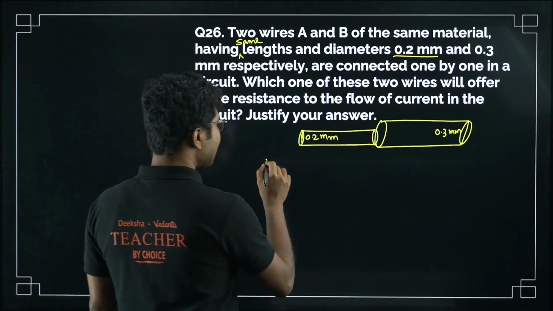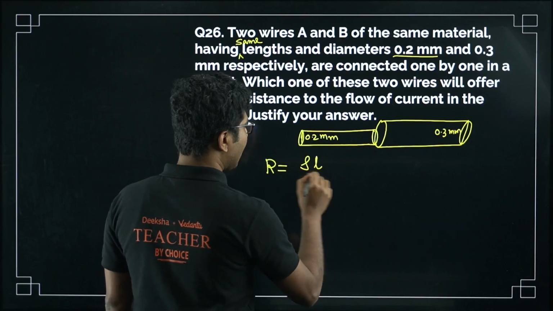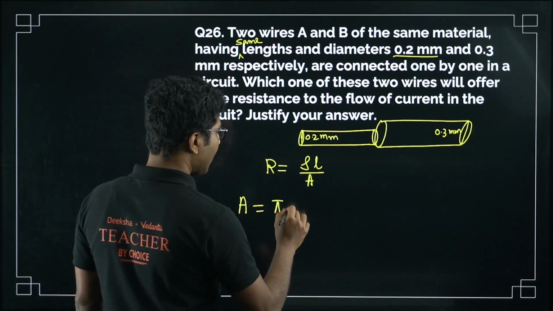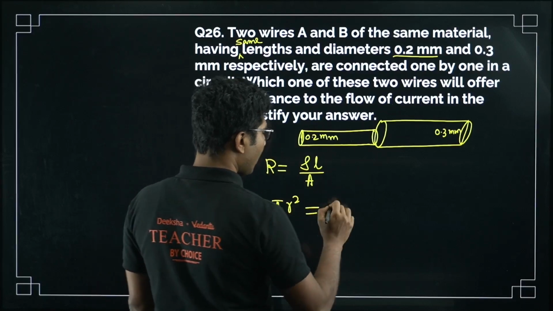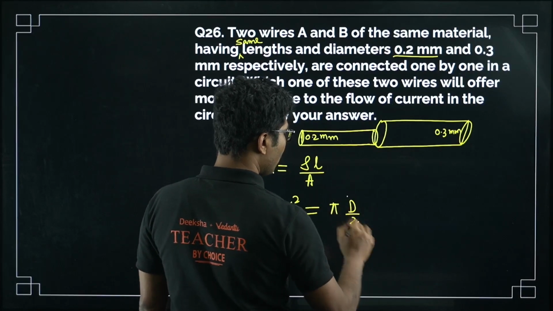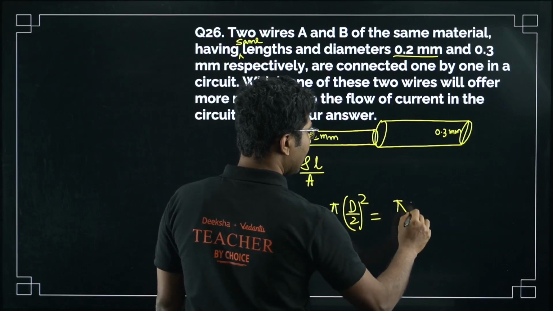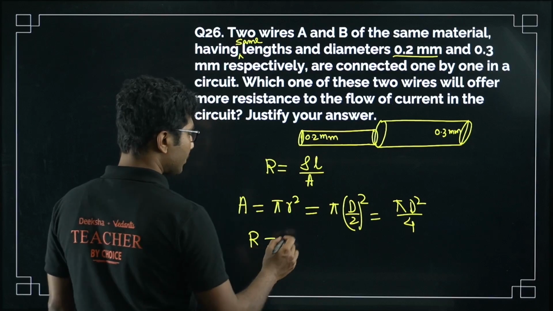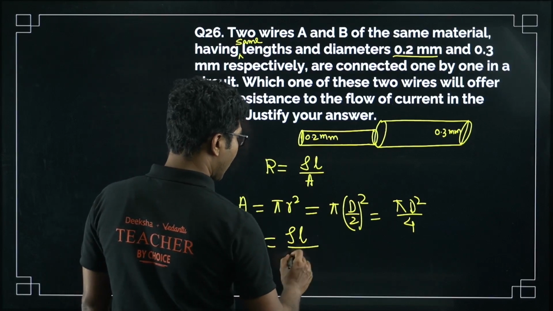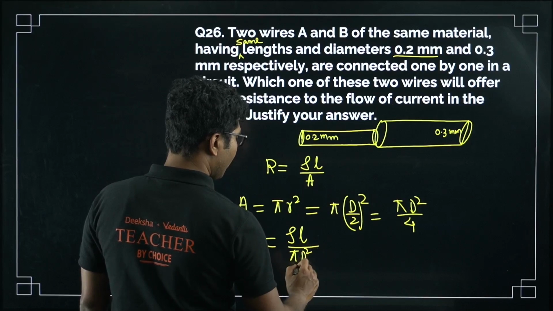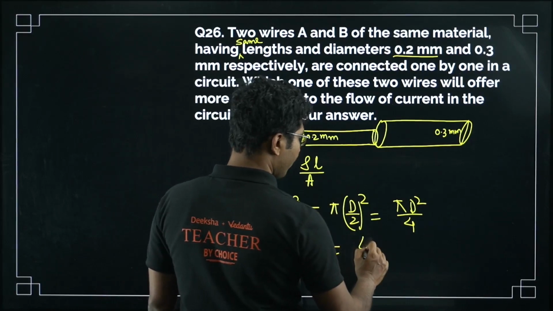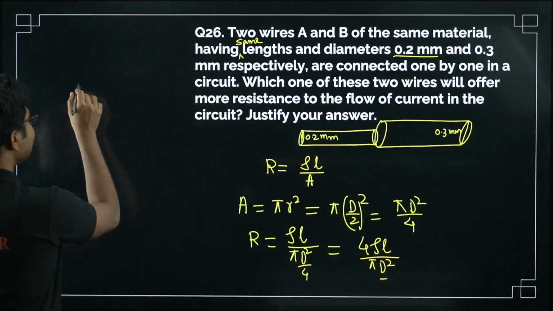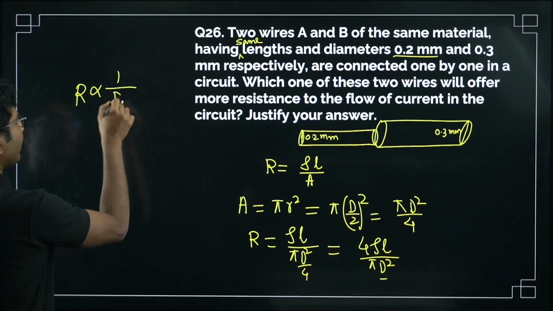So we know that resistance R is given by rho L by A. Also we know that area is equal to pi r square for a circular cross section, or pi d by 2 whole square, or pi d square by 4. Now if you put that back in the equation, R equals rho L by pi d square by 4, or 4 rho L by pi d square. So we can see that resistance is inversely proportional to the square of the diameter.